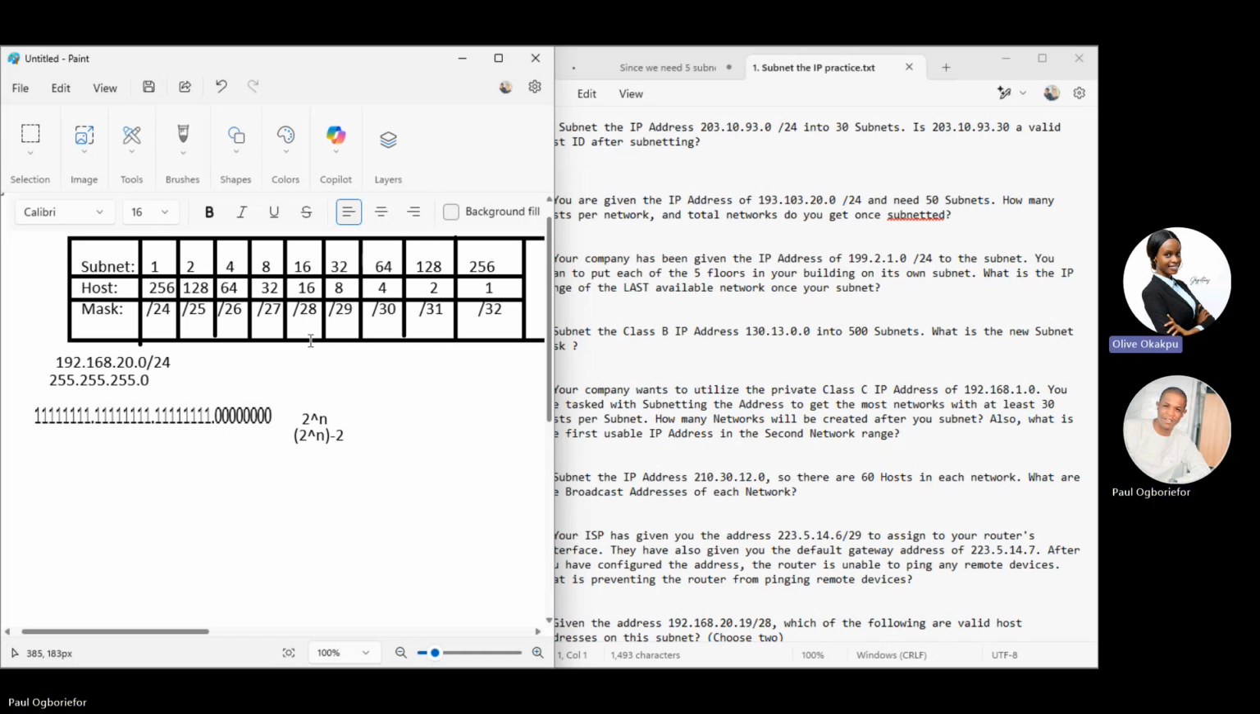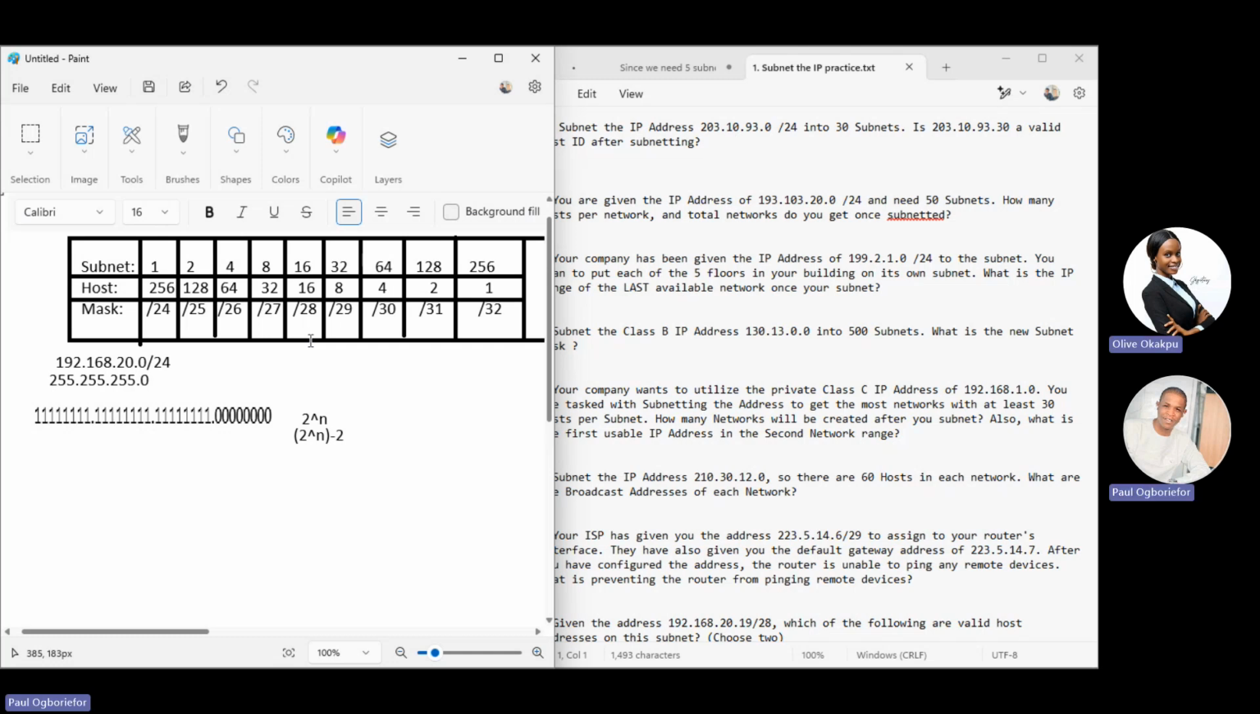Okay. We'll have 30 usable IPs in each of the networks. Perfect. Then what will now be the standard notation, which is the slash? The slash should be /27. Slash 27. Perfect. Now we got that.